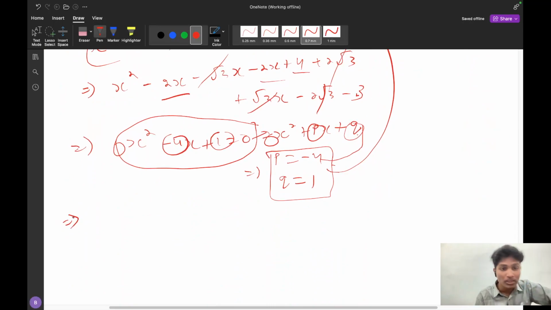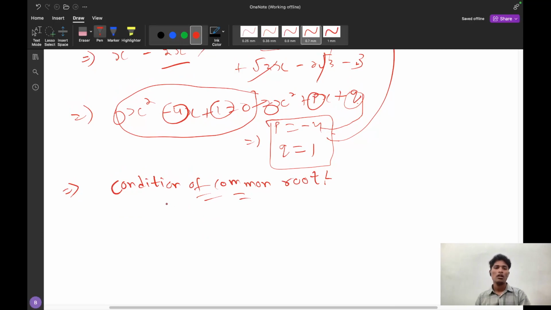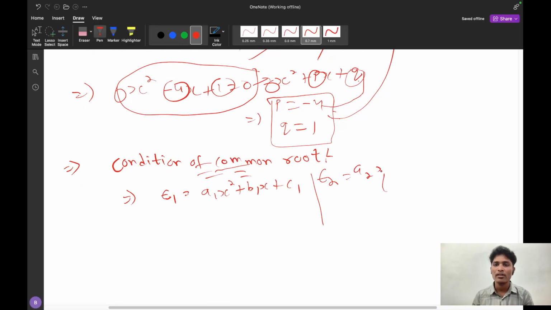Now the next concept is the condition of common root, which is the most important concept. Definitely the question will come in any shift. Condition of common root. What is a common root? Suppose there is equation 1, a1 x square plus b1 x plus c1. This is one equation. And there is an equation 2, a2 x square plus b2 x plus c2.